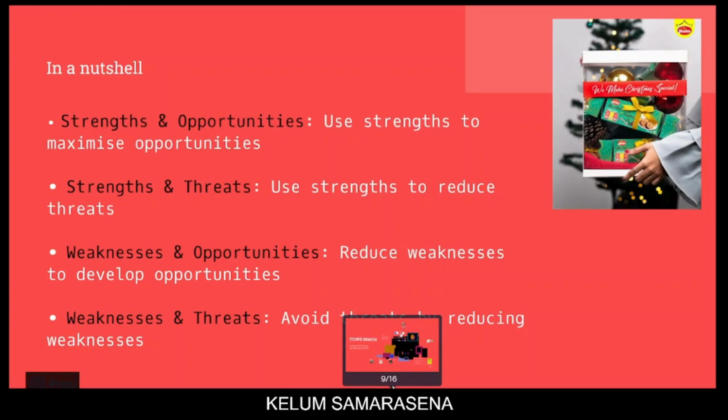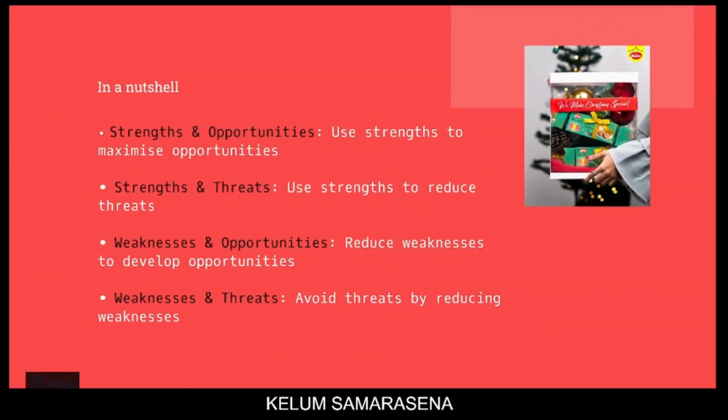So in TOWS matrix, what happens is we identify the strengths and get the opportunities and get the maximum of both. We call it S and O. And then the strengths, and we try to somehow mitigate the threats using the strengths. Next, identify the weaknesses and the opportunities and try to minimize the weaknesses, so that we can get the best out of opportunities. And finally, the not so strong ones, the weaknesses and threats, try to reduce and avoid both in order to get better advantage for the company.